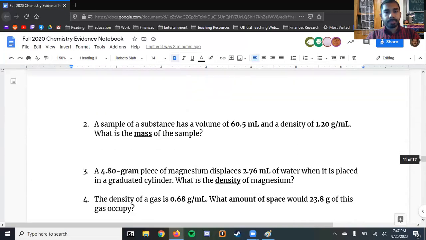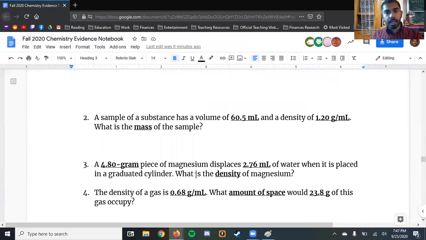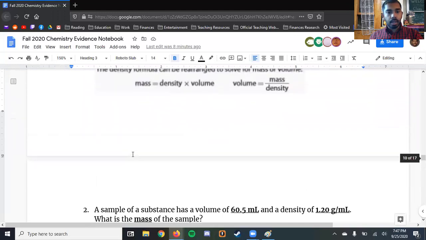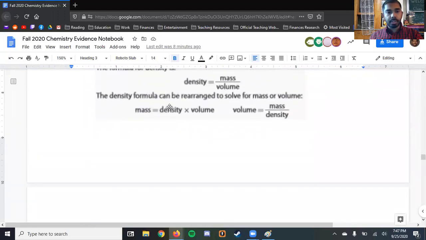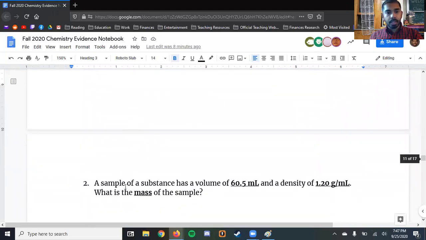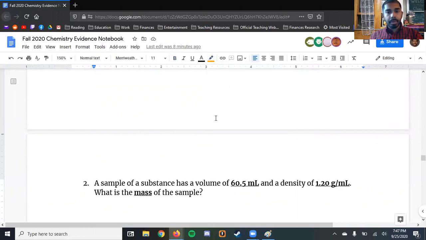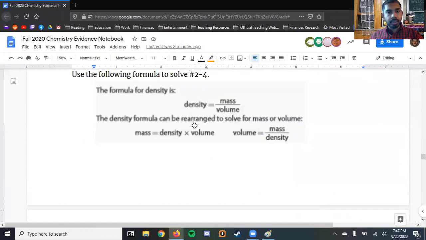All right. So to do this in class, I had you guys do polls, and for the most part, you are on the right track. A sample has a volume of 60.5 milliliters and a density of 1.2 grams per milliliter. What is the mass of the sample? Well, if we need mass, we're just going to use our second equation here. So I'm going to highlight this. Our mass is going to be equal to density times volume.